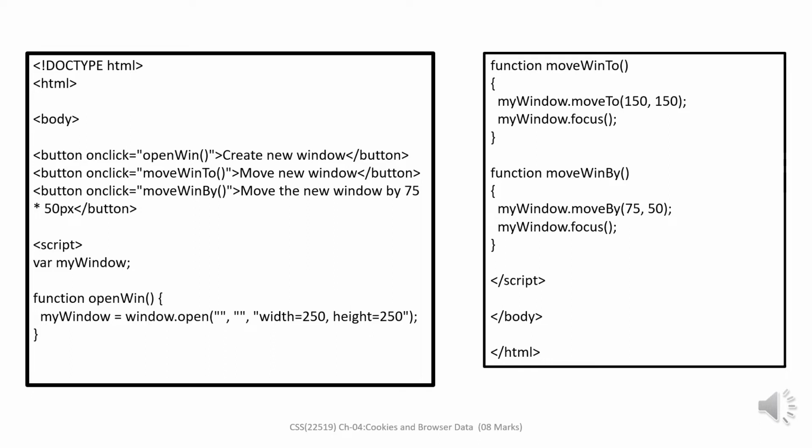Then the next function, moveWinBy. In this function, myWindow.moveBy(75, 50), according to x and y. Then the myWindow.focus method, again the function calling is myWindow.focus. Then end of the script tag, end of the body tag, and end of the HTML tag. This is the program for our moveTo and moveBy methods.